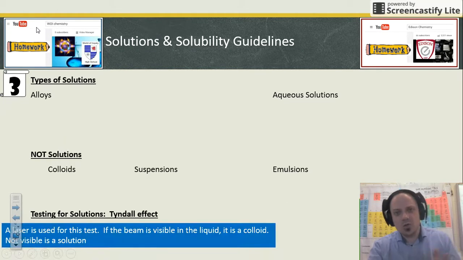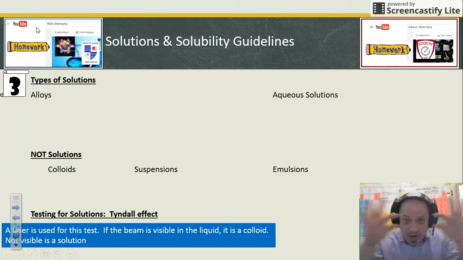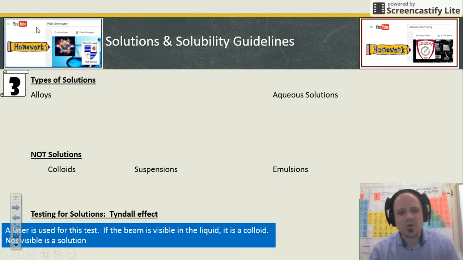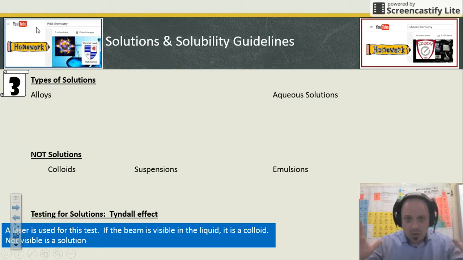To test a solution, you do the Tyndall test. This is when we take a laser or a light beam and shine it through the liquid. And if we can see the light beam traveling through the liquid, we know there are microscopic particles in there bouncing the light off, which means it's not truly a solution. Only a true solution will show that the light doesn't appear to have a beam through the beaker.